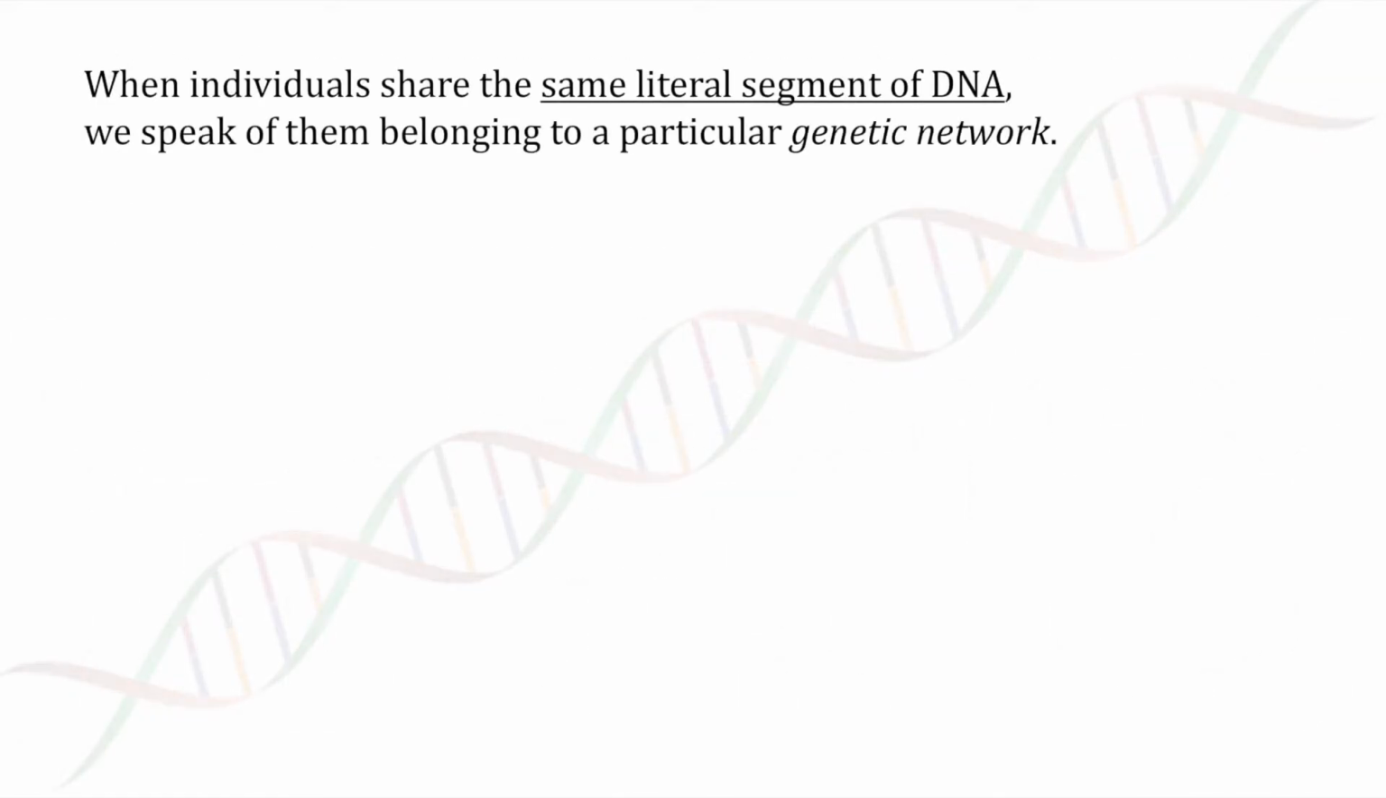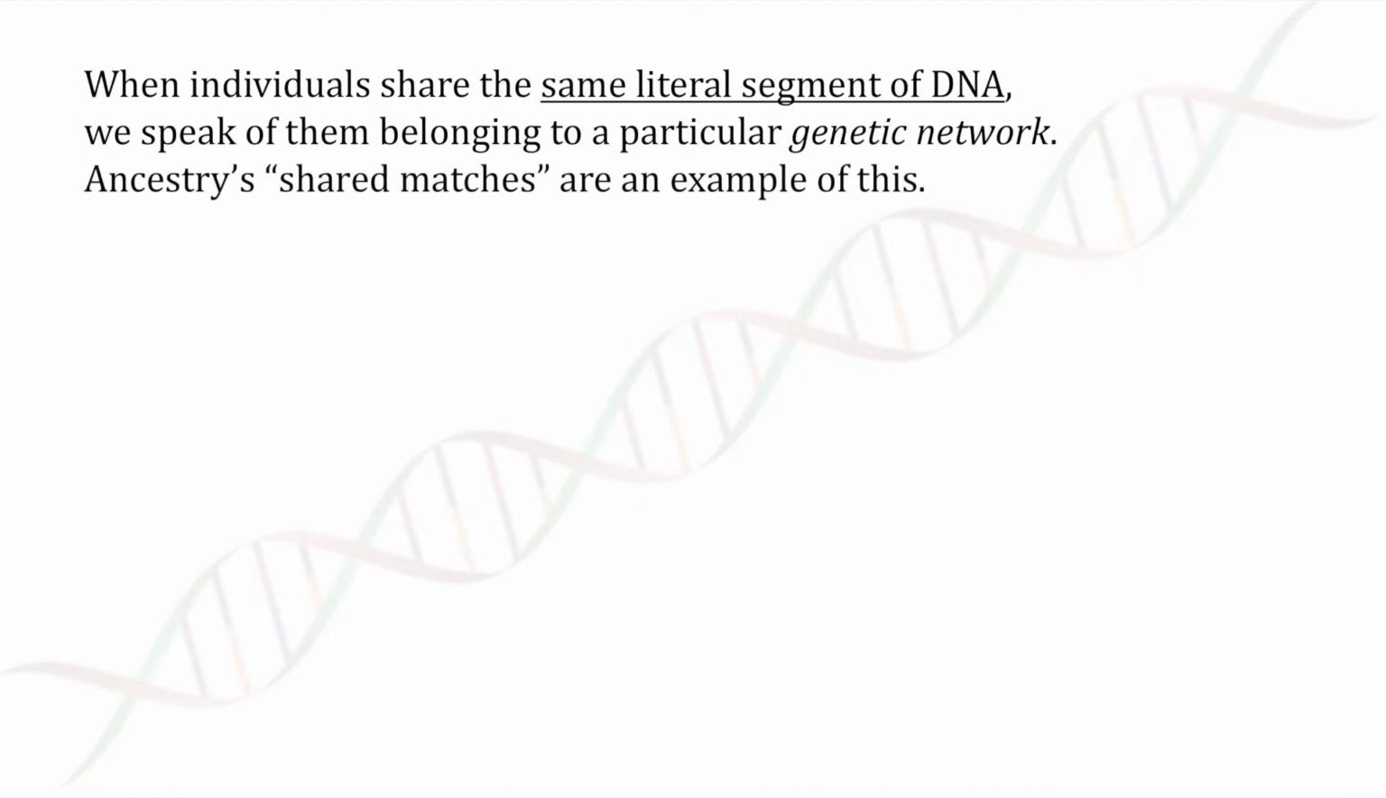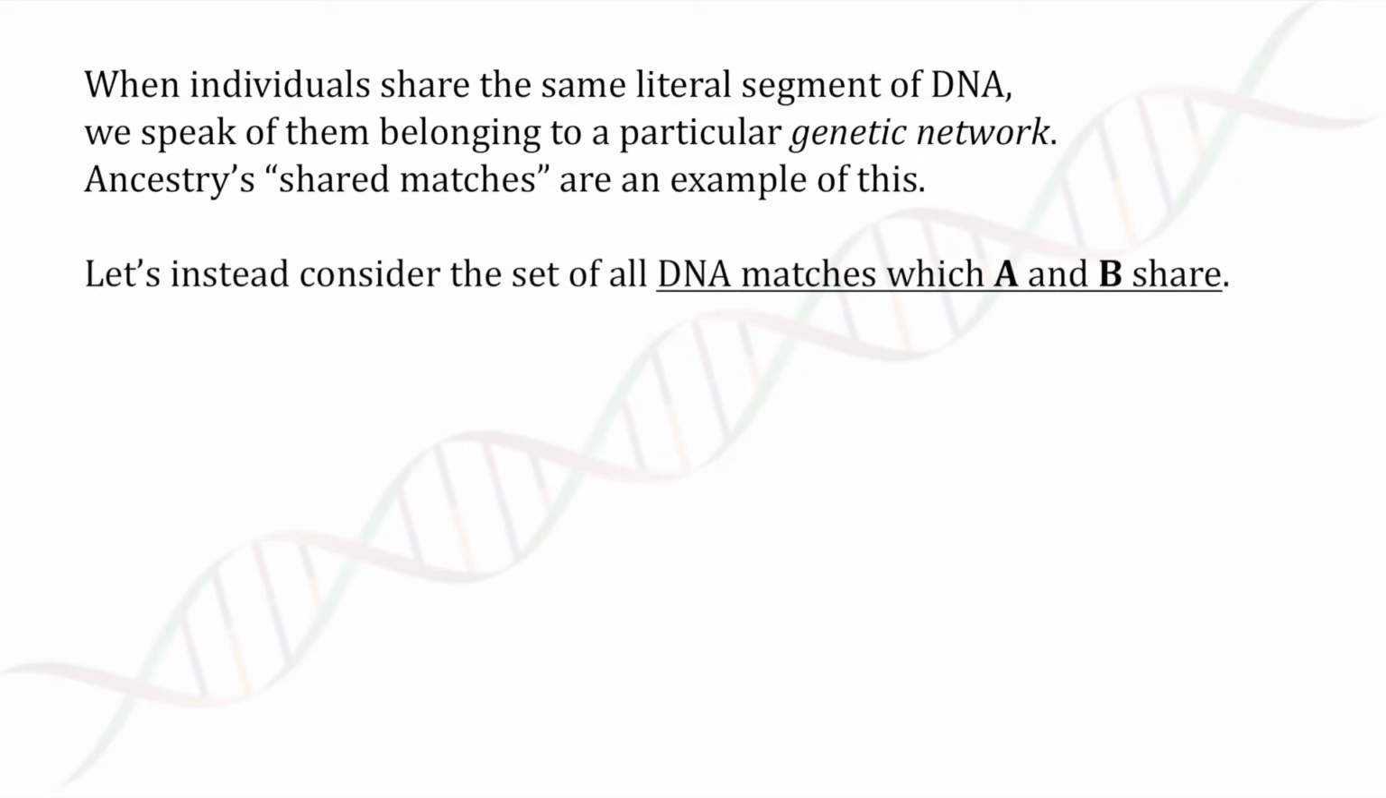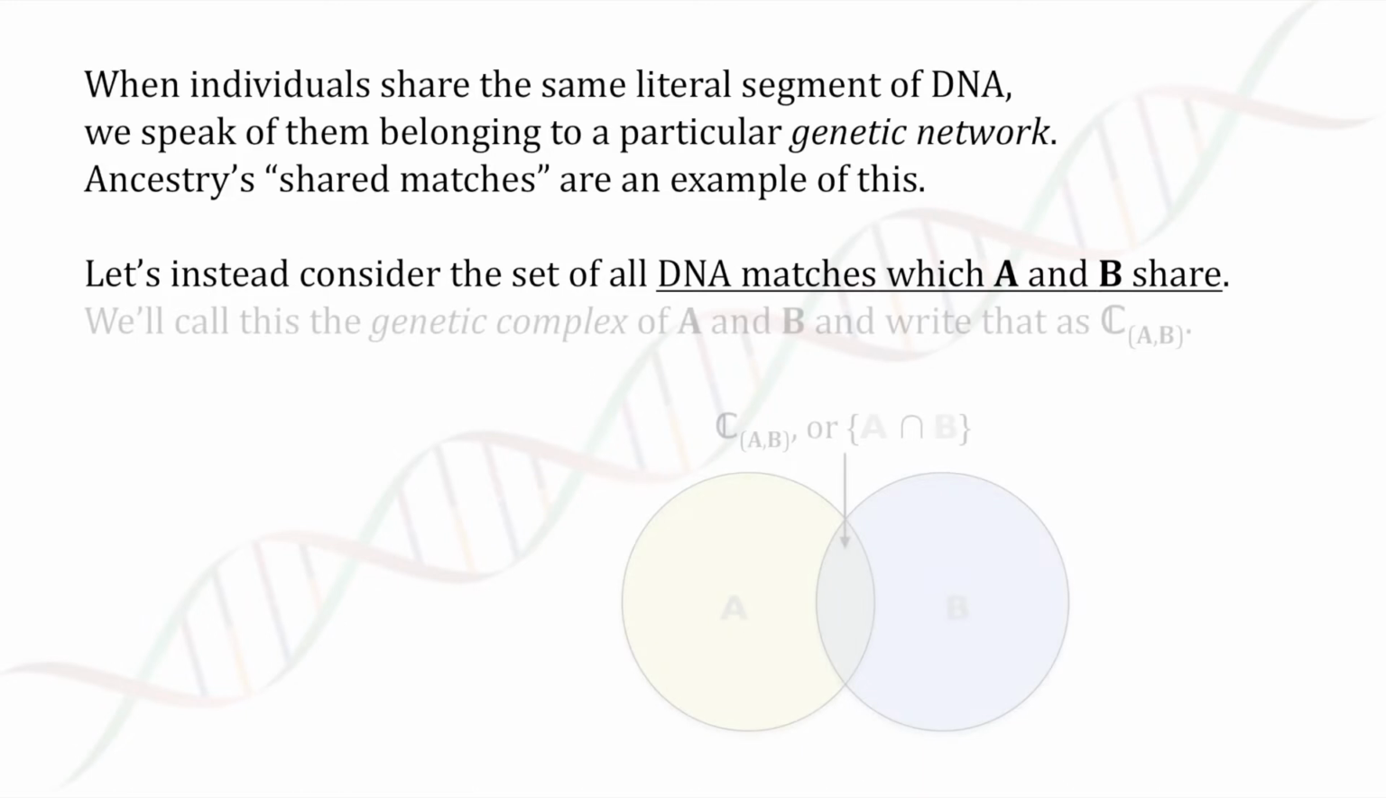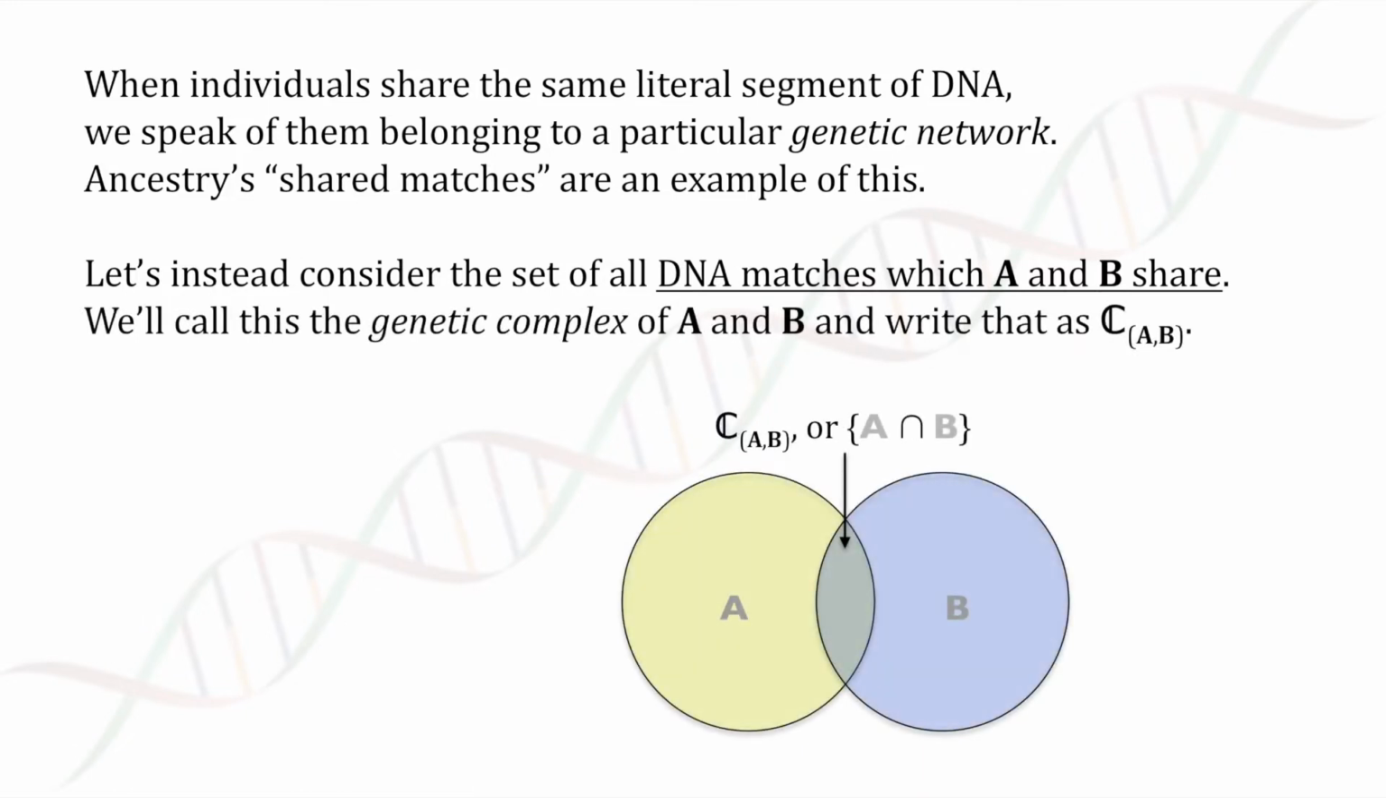When individuals share the same literal segment of DNA, we speak of them belonging to a particular genetic network, which is a reasonably specific collection of DNA matches. Ancestry's shared matches are an example of this. Let's instead consider the set of all DNA matches which A and B share, otherwise known as in common with or ICW matches. We'll call this set of shared matches the genetic complex of A and B, and write that as complex AB, or the intersection of A and B.